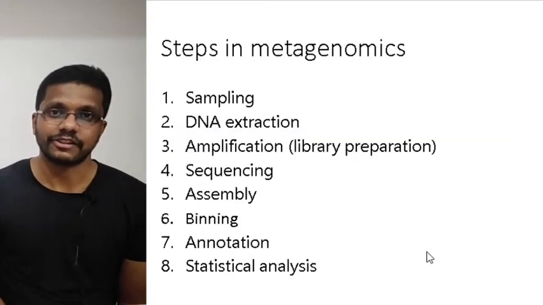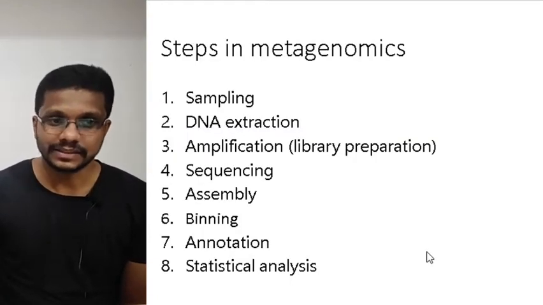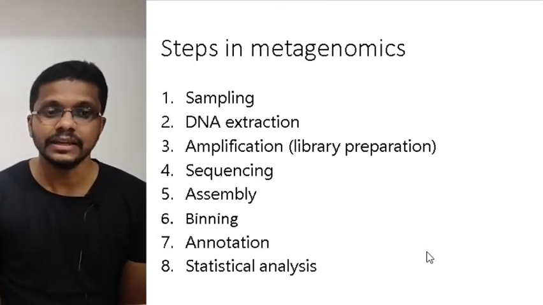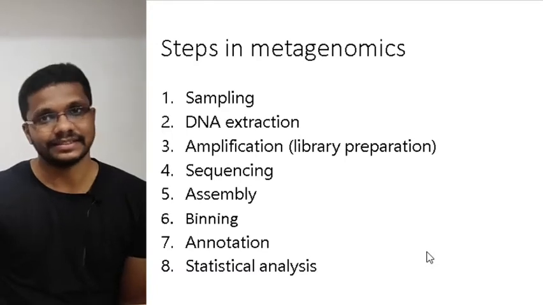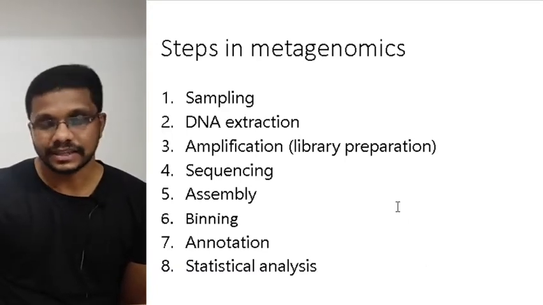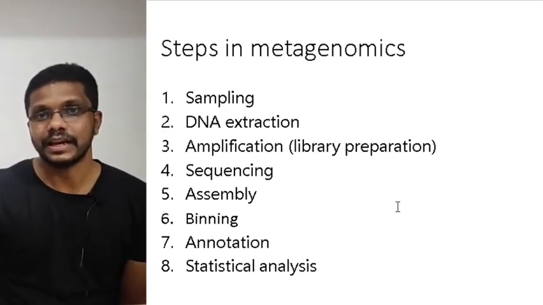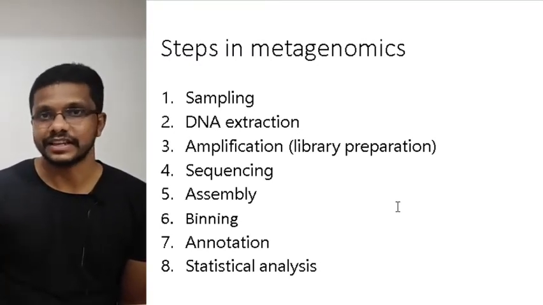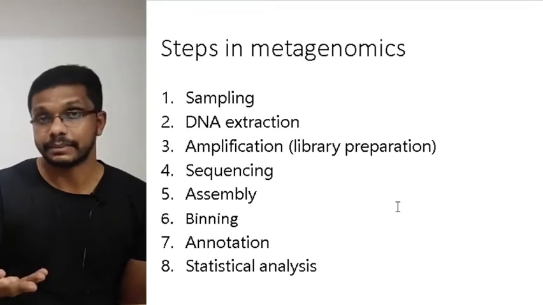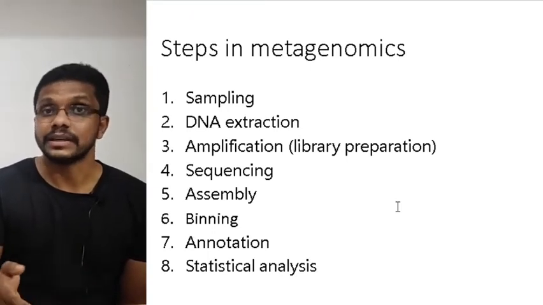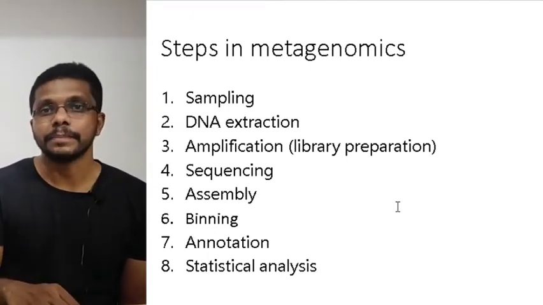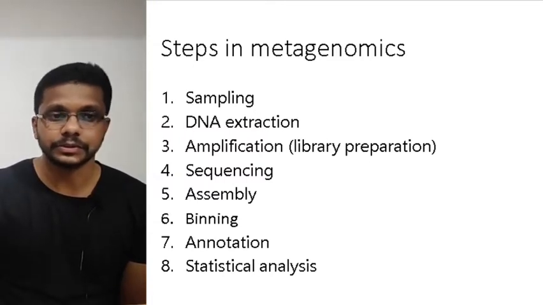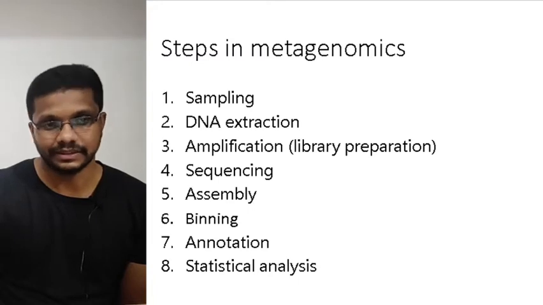So these are the different steps in metagenomics analysis: sampling, DNA extraction, amplification, sequencing, assembly, binning, annotation, and statistical analysis. As I said before, based on the type of experiment, the samples, and the objective of the study, the steps will vary. There will be additional steps or library preparation, or there will be fewer steps based on our objective of the study. So we are going to go into details about each and every step.